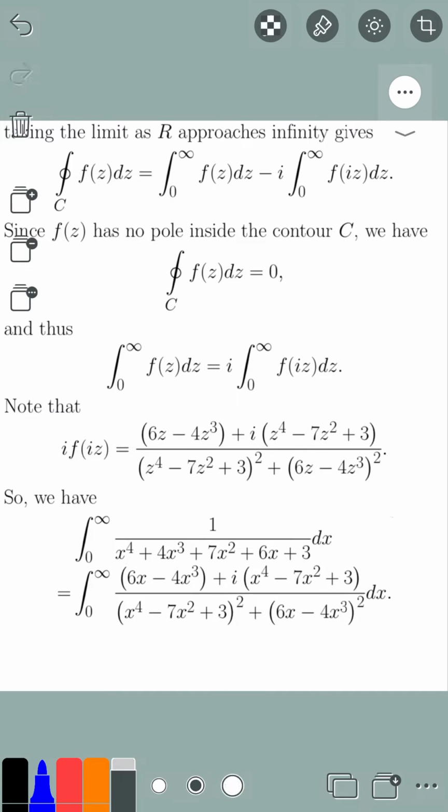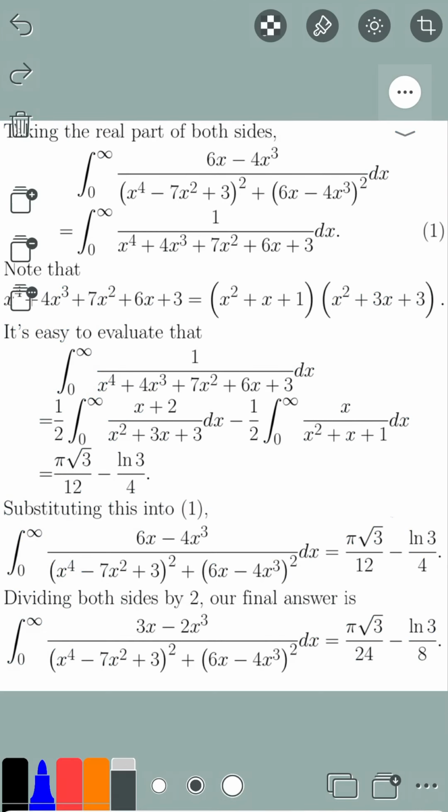And now let's take the real part of both sides. So we will neglect the imaginary part here. So let's take the real part of both sides and we get this. Alright, we get this equation here.